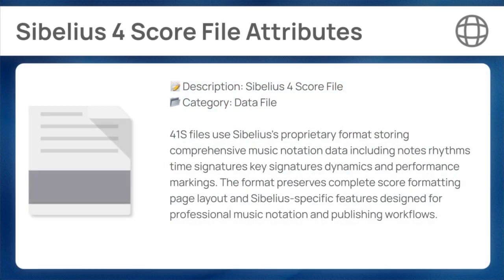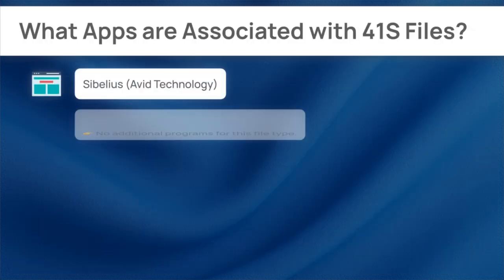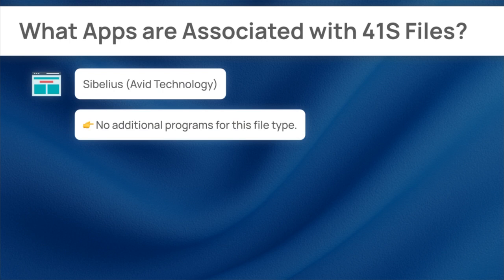4.1S files use Sibelius's proprietary format, storing comprehensive music notation data, including notes, rhythms, time signatures, key signatures, dynamics, and performance markings. The format preserves complete score formatting, page layout, and Sibelius-specific features designed for professional music notation and publishing workflows. When viewing the file metadata, the 4.1S shows a direct link to Sibelius from Avid Technology.